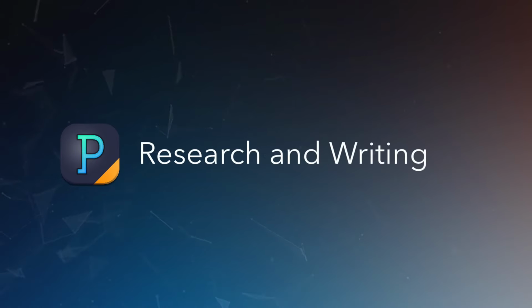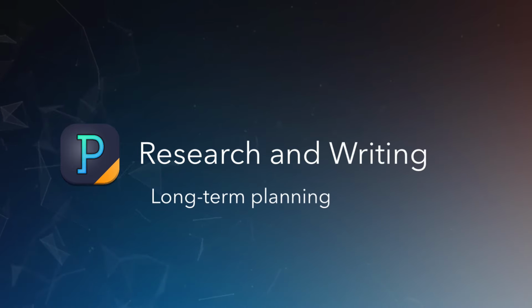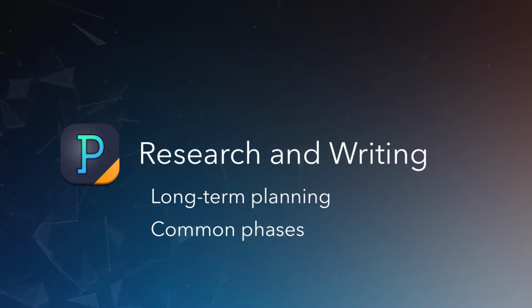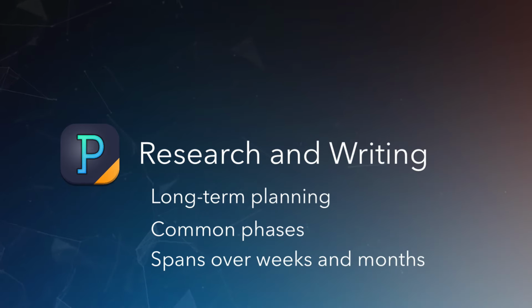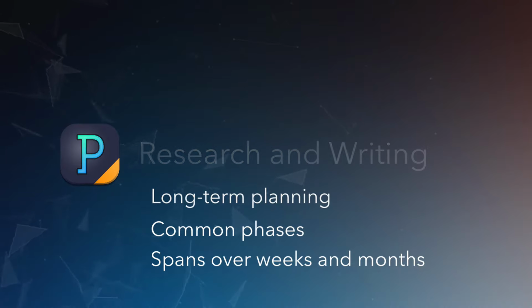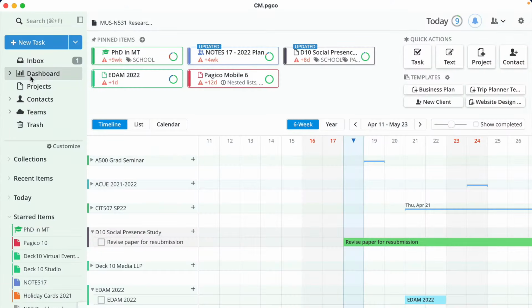Now let's talk about managing research studies and writings. Research projects and paper writing involve long-term planning. Key stages such as early planning, IRB approval, data collection, analysis, and the final writing, they all take weeks and sometimes months to complete. It is hard to keep track of those things. Pagico is the perfect environment to plan and track your study timelines. Here's how we would do it.